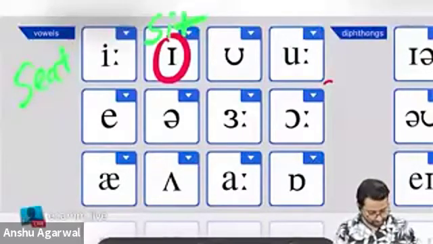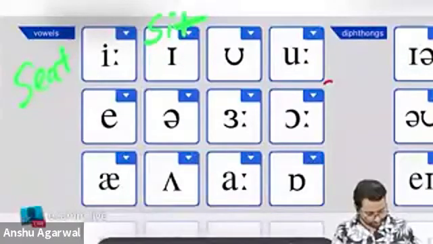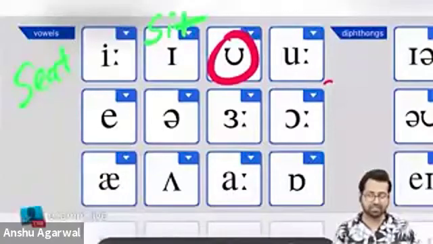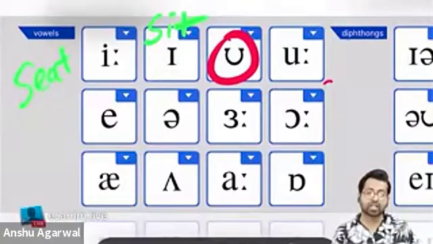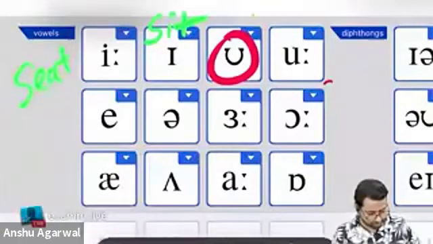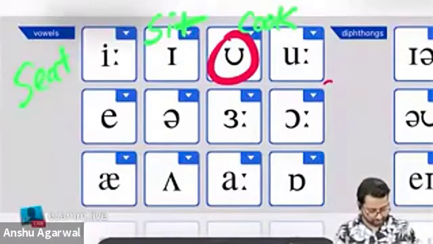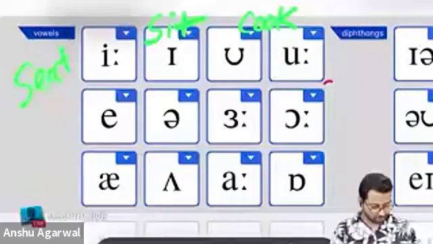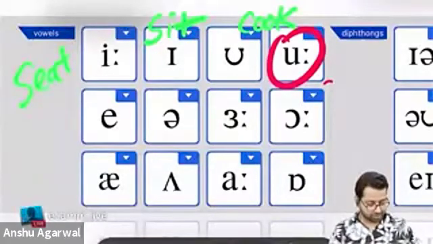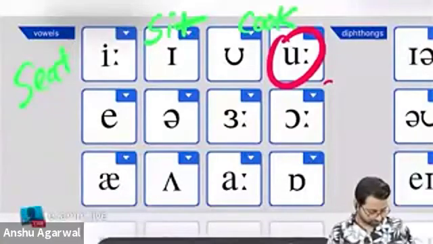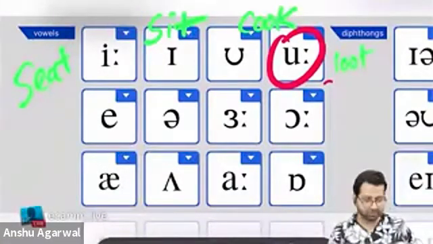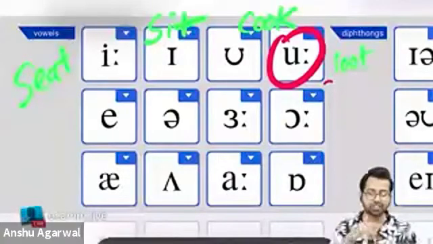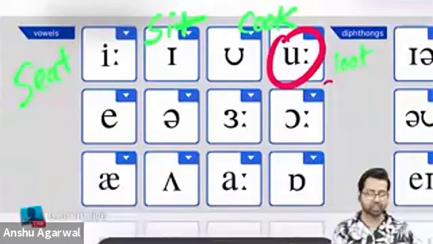Then we have got the short oo sound that will take like cook, right? So let me write cook. The next one is the long oo sound, right? This one. And can you give me a word with a long oo sound? How about loot? Vaibhav, took is the short one. Rajashri, you're correct. Soon. Jaspal, correct. Shoe. That's absolutely right.